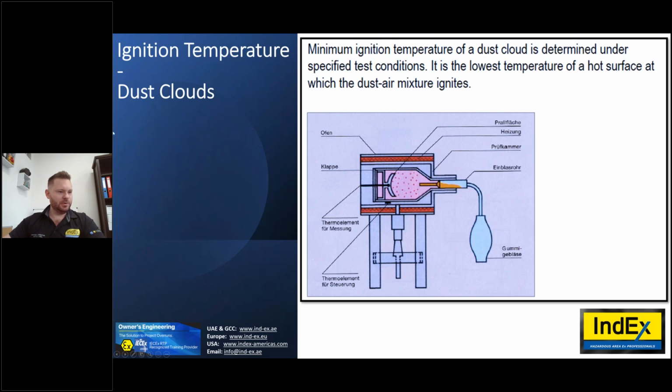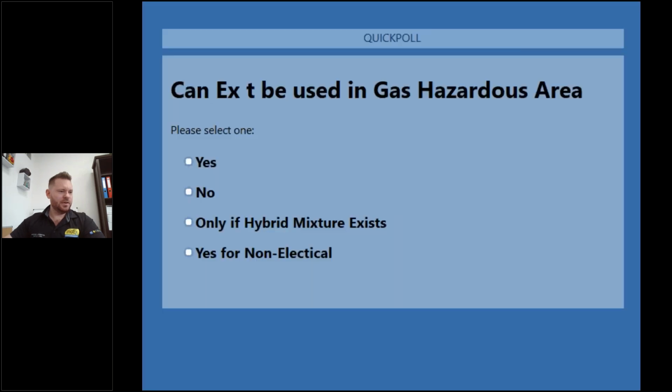Let's do another poll. Now, can Ex t be used in a gas hazardous area? There are two answers, but one is most correct. We'll give it another 20 seconds.